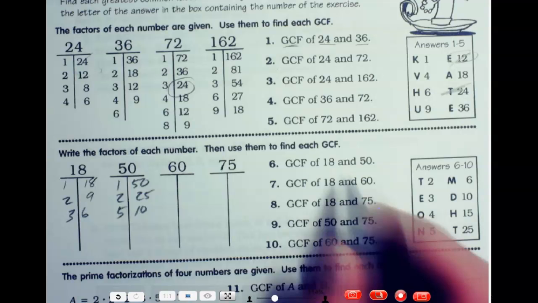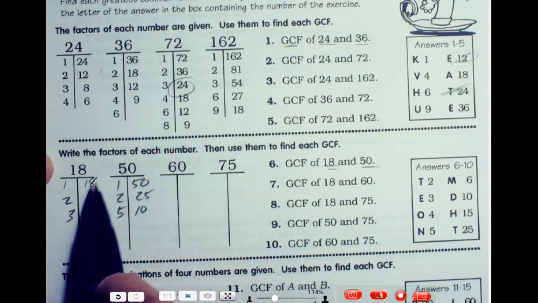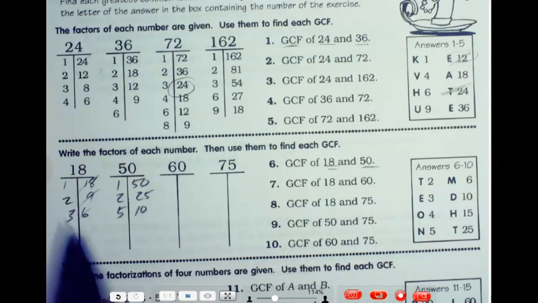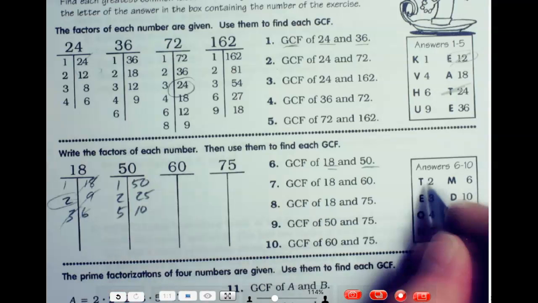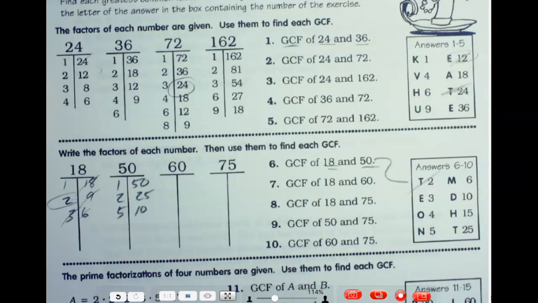So what's the greatest common factor between 18 and 50? Again, look at the smallest. The greatest shall be the least. 18 doesn't go into 50, 9 doesn't go into 50, 6 doesn't go into 50, 3 doesn't go in, it's 2. So for number 6, I'm going to go down and put in a T. And we'll take a look at the next problem.